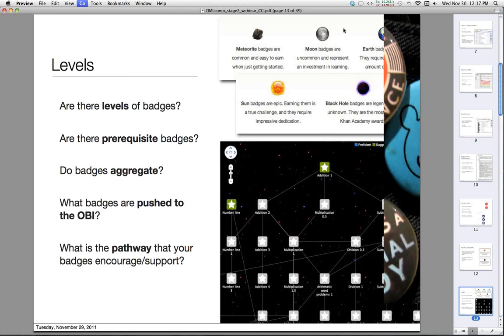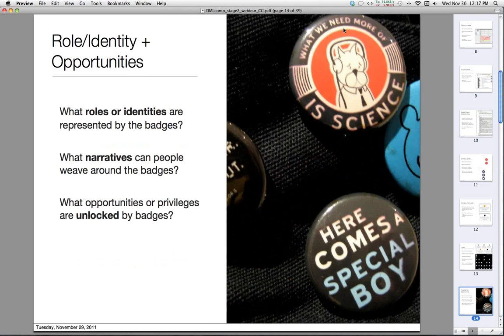So role, identity and opportunities. This is a really fascinating opportunity for people to start to say, what are the identities that badges represent? Or can we start to define different areas for people to start talking about themselves and thinking about themselves? And related to that, what are narratives that people can start to weave around badges? What are the stories that people can either tell themselves about badges, or that they can start to see, that there are pathways with the badges? So starting from one badge, can we move to another?